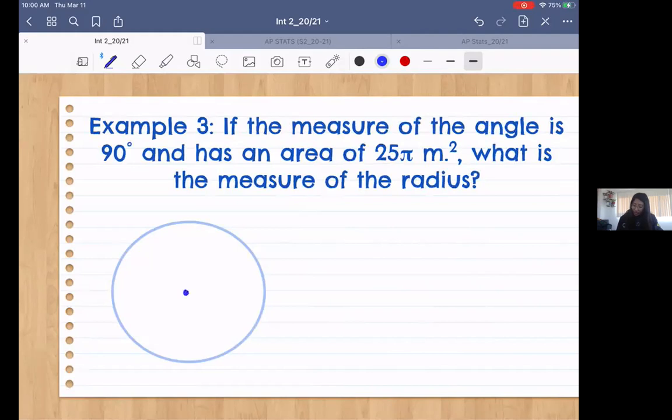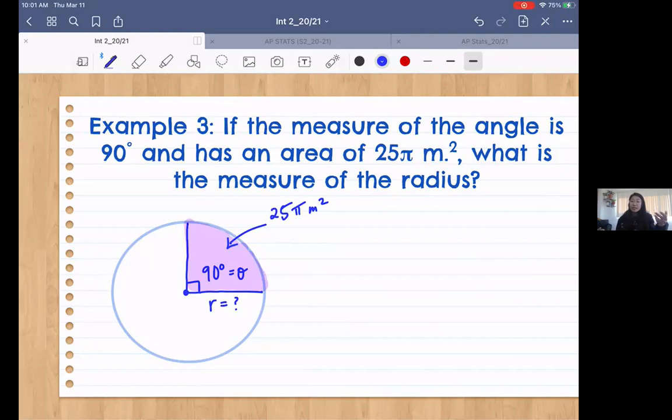Okay, so I'm just gonna draw out the image just so that you guys have a better idea. So this is 90 degrees, so I know that this is a right angle right here. So maybe I'll just do some labeling. And then radius, I don't know what it is. They want me to find it. But in general, I know this whole entire area is actually equal to 25 pi meters squared.